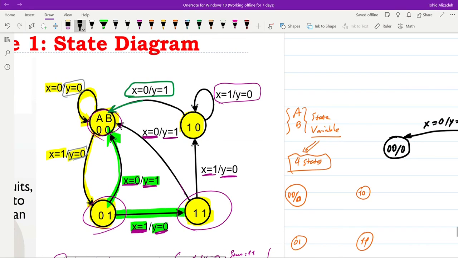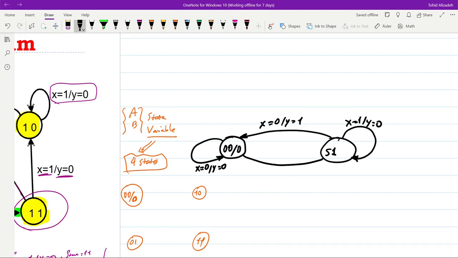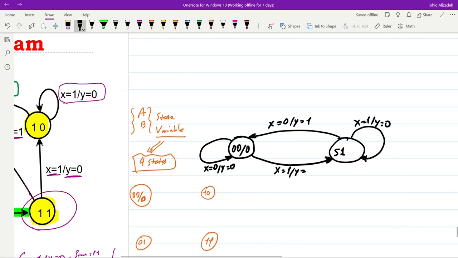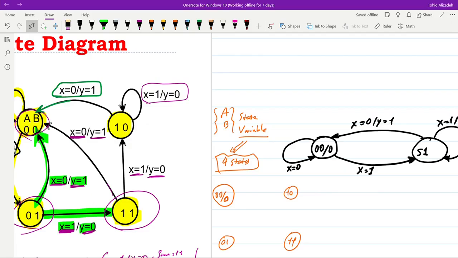If x is equal to 0, y will be equal to 0. And if x is equal to 1, which is this case, we will transit to the S1 case. So x equal to 1, y is still equal to 0, so there's no need to show it here and there. So with x equal to 0, we remain there. With x equal to 1, we will switch to S1. And in this way, this same circuit could indeed be implemented in a simpler way.